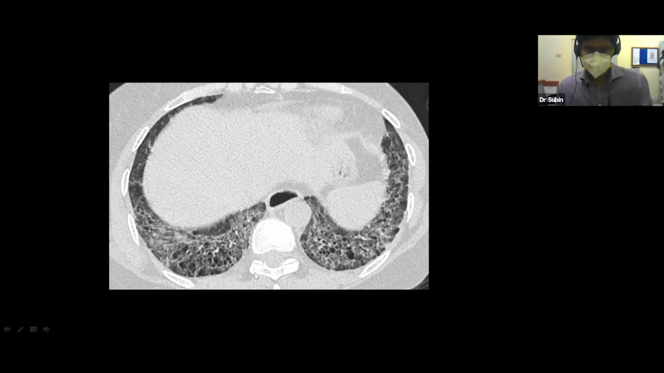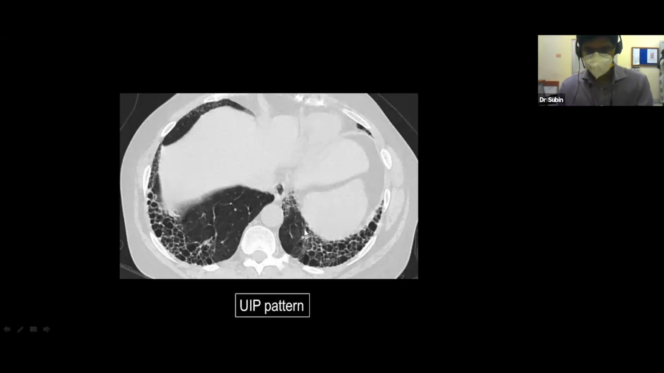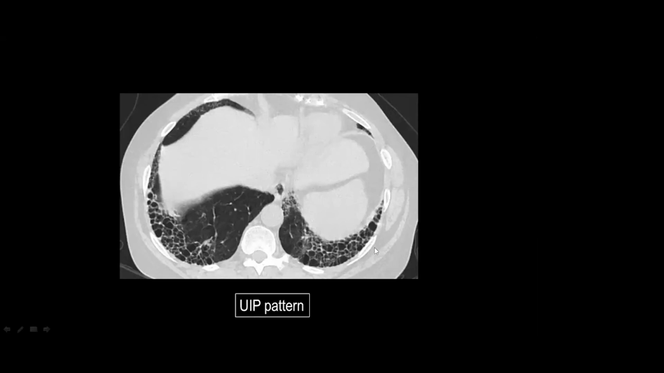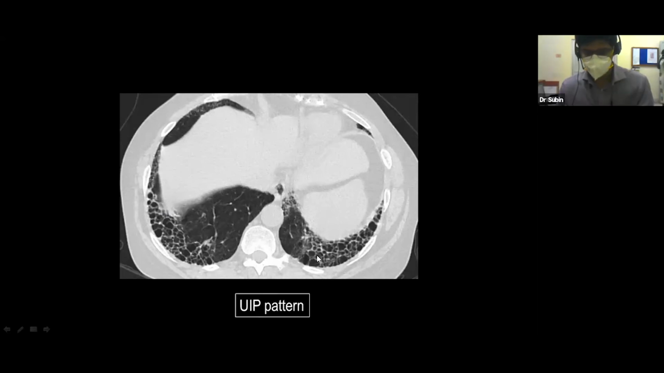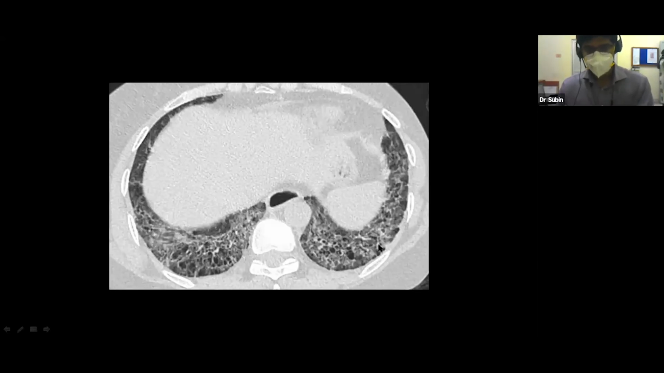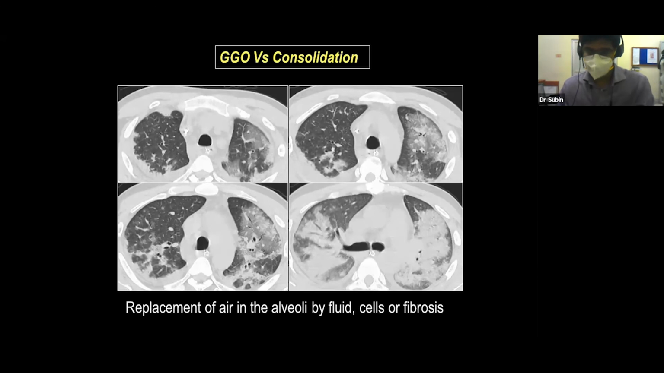So UIP will have this kind of honeycombing. You won't be able to see that hazy ground glass pattern. It will be just honeycombing. When you have significant honeycombing, you call it UIP. When you have more ground glass, and less or no honeycombing, then you call it an NSIP pattern of ILD. All right, that's just basic. It's not 100% of what we follow, but that is the basic approach.